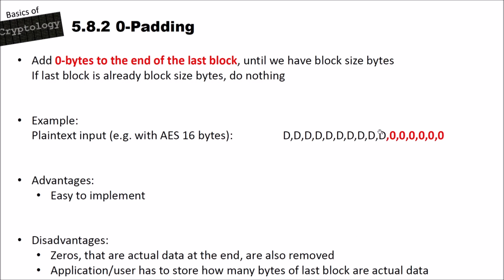Let's think that this D byte here is also a 0. When we decipher or decrypt a received block, or the last received block, then this padding mode would also remove this D here. And then in our application we could have a problem. So in our application, the user has to store how many bytes of the last block are actual data, so that when we get less data in the last block, we know we have to again append the missing 0 bytes of the plaintext block.